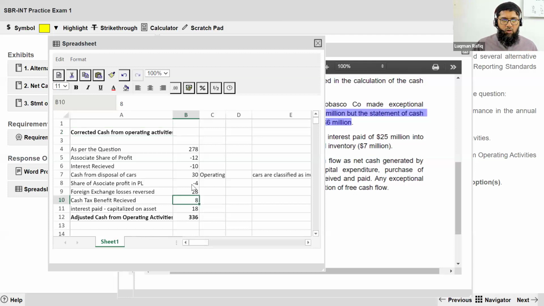Okay, yes, you are right. It's 6 million, not 8 million. It's 6 million, not 8 million. You're right. Thank you. Okay, any other questions on this, please?